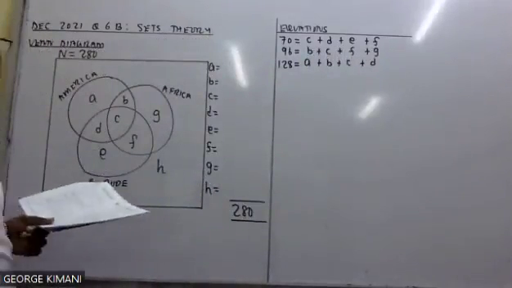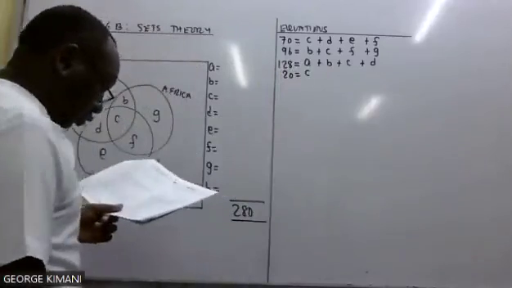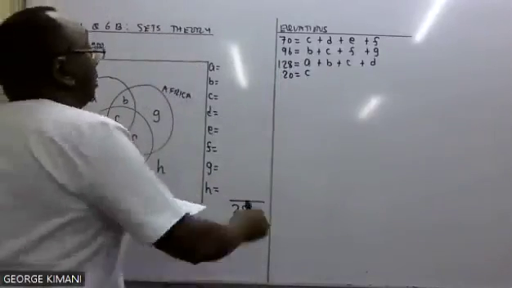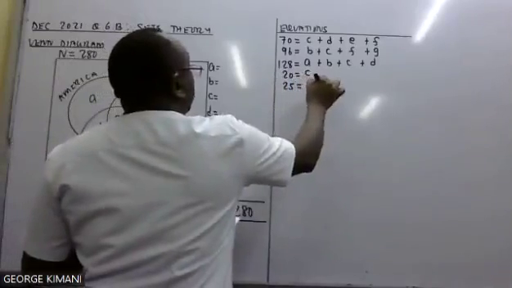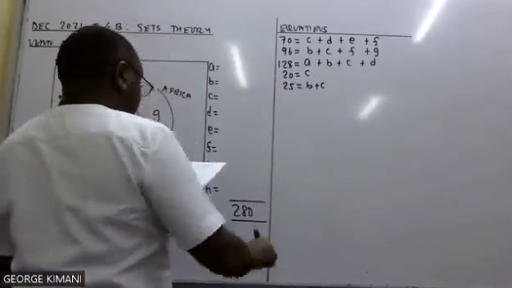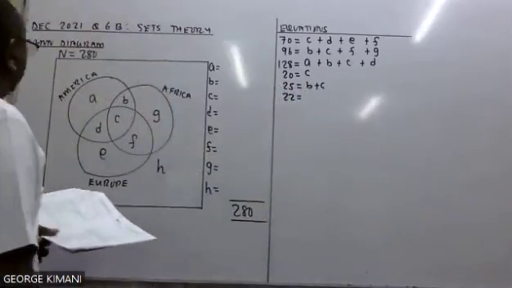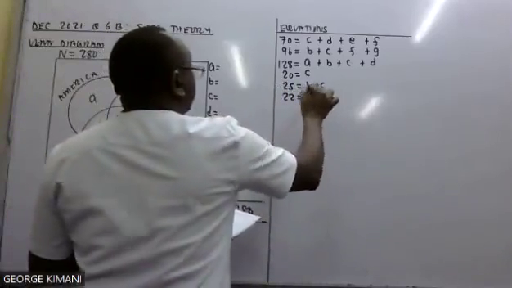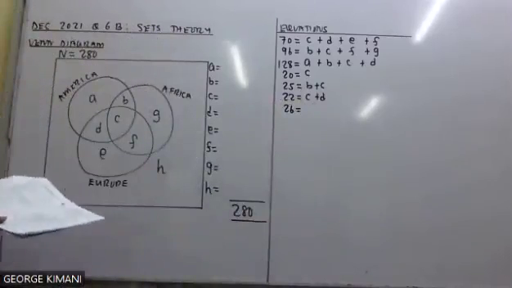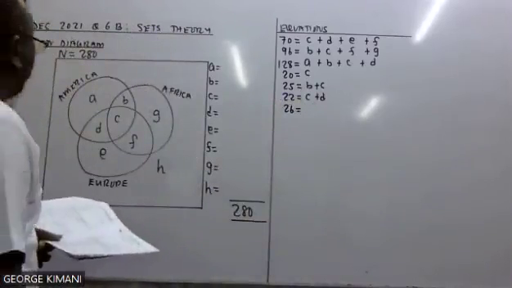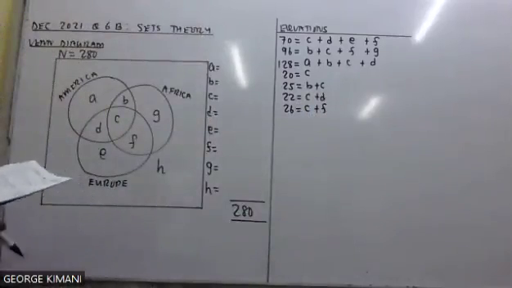20 represented all the three. So 20 is C. 25 represented America and Africa. So 25 is America and Africa, that is B plus C. 22 represented America and Europe, that is C plus D. 26 represented Europe and Africa, that is C plus F.